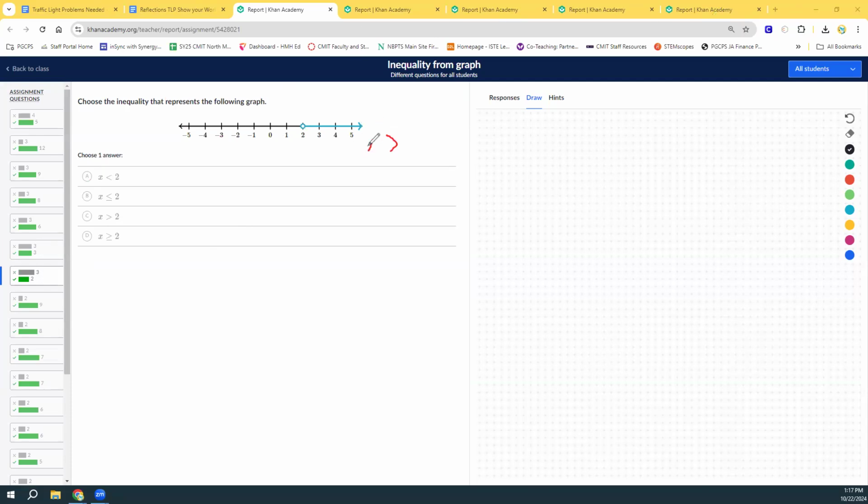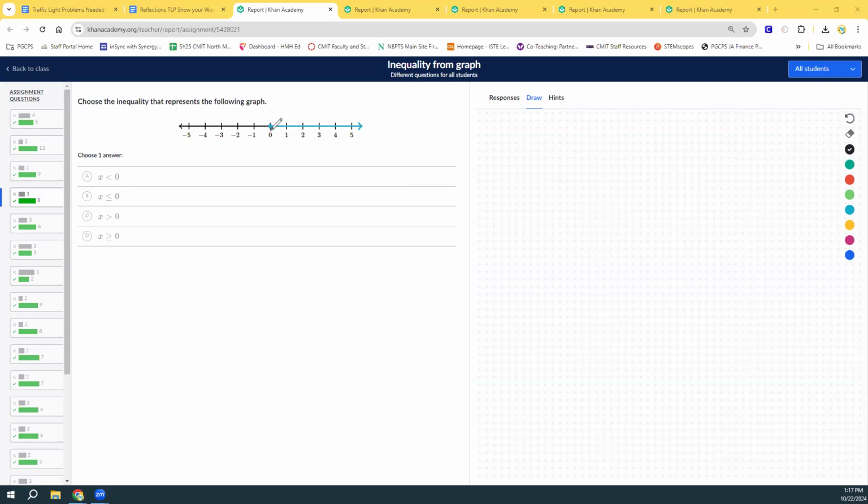And so this is a greater than. This is greater than 2. And that's it. All right. Let's find a closed circle one here. Oh, closed circle. And so now this one is going to be or equal to, right?